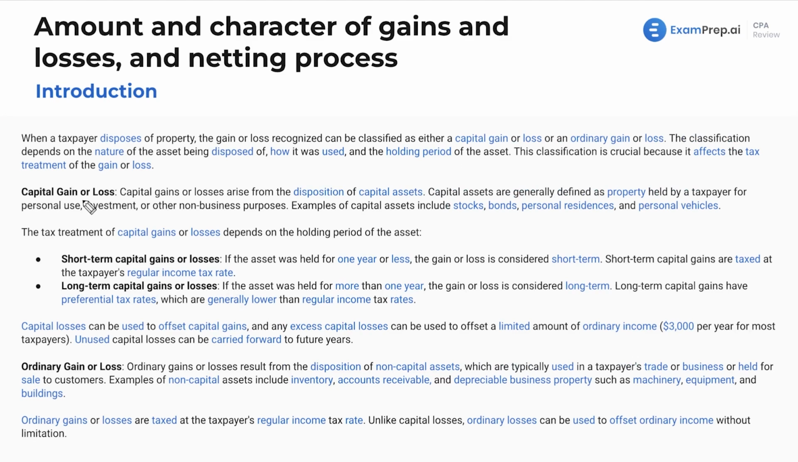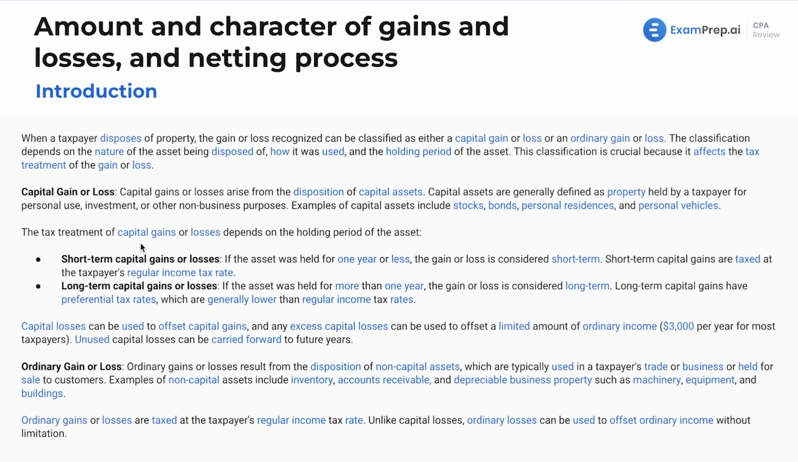Talking more about capital gains or losses, these arise from the disposition of capital assets. One thing we'll see throughout this is what is a capital asset. Obviously, we've got some examples here, but we're going to have a lot more criteria as well. Makes sense, capital gains and losses tied to capital assets. Capital assets are generally defined as property held by a taxpayer for personal use, investment, or other non-business purposes. Some examples are going to include stocks, bonds, personal residences, and personal vehicles.